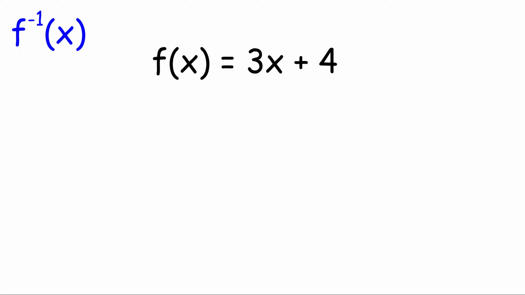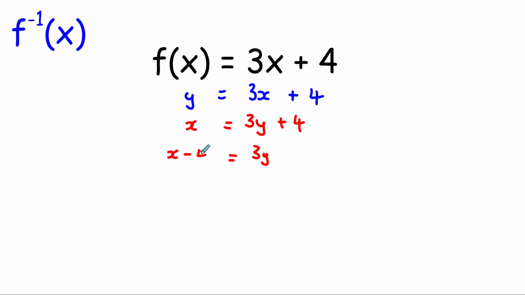What I'm going to do first is rewrite f of x as y is equal to 3x plus 4. What I will do next is swap y for x. So I will keep x on this side and write 3y plus 4. Now if I'm going to find the inverse function, I want to make y the subject. So in order to make y the subject, I'm going to carry over the 4 first. So I have x subtract 4 on this side.